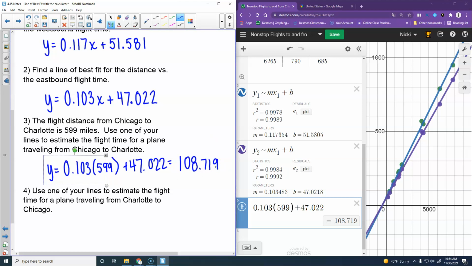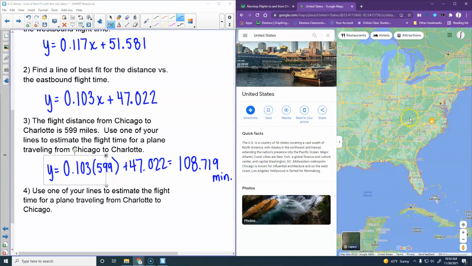All right, and what is this measured in? Is that miles, minutes, hours, days? Flight time, so minutes. It is minutes. Okay, so how long is that? How many hours? It's like an hour and some. It's over an hour and a half, but it's not 2 hours. Right, so 2 hours would be 120. So it's a little shy of 2 hours. But an hour and a half would be 90. So it's like an hour and 48 minutes. So if we're going from Chicago to Charlotte, estimate it to be about 108 minutes.